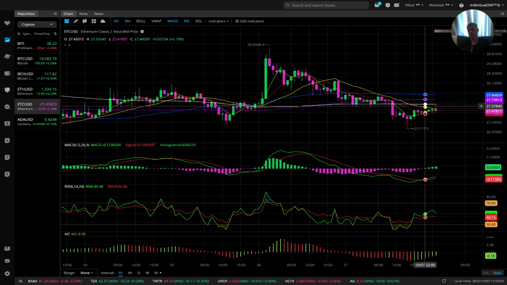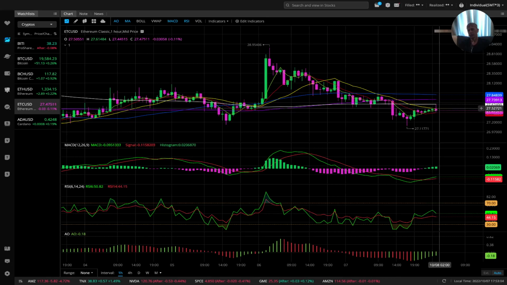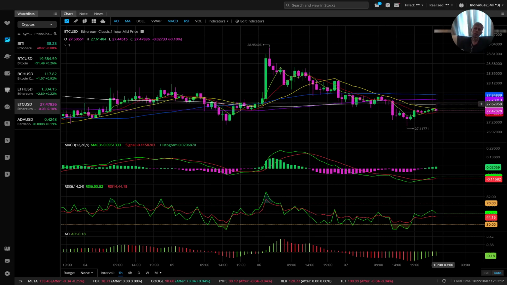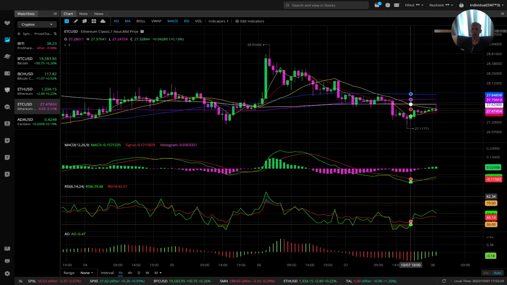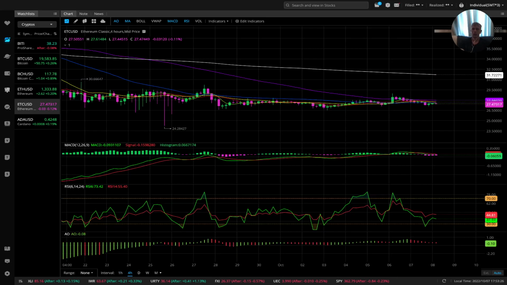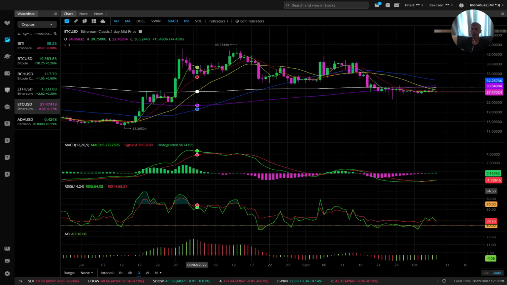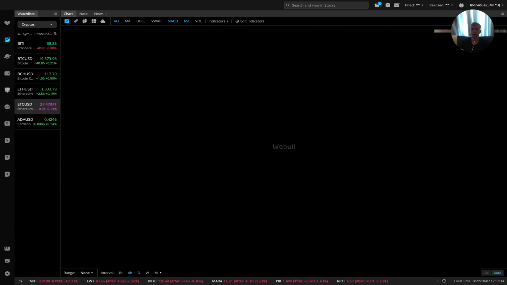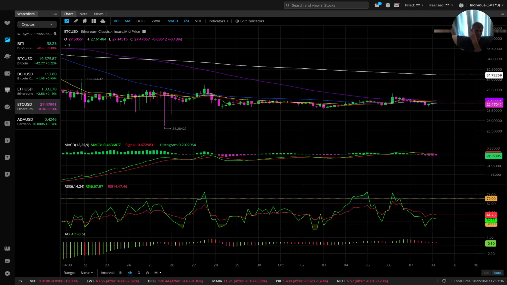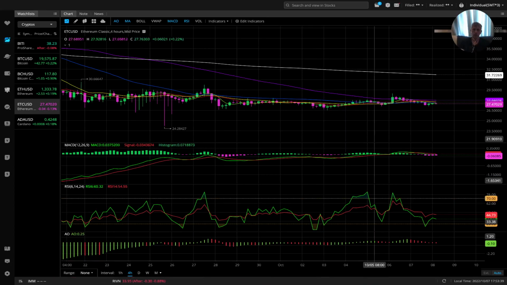met resistance. It's still below MA 20. We need a bar to move above MA 20 and better to move above MA 200 to go bullish. But all indicators are in the bullish trend, right? Okay, that's all for crypto update. On daily, it's bullish, and on 4 hours it's bearish.